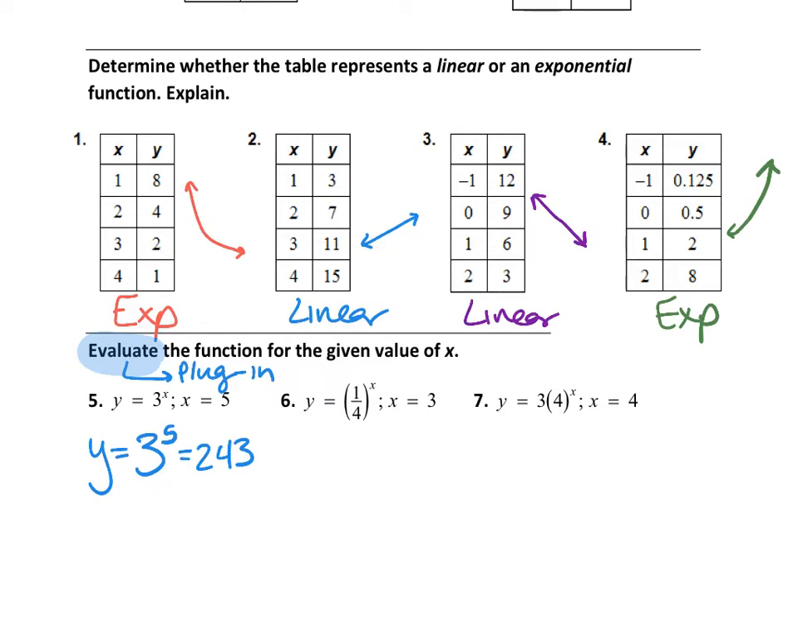So let's say you go home and you need to calculate or evaluate some of these functions, but you don't have a graphing calculator with you. Oh, wait, you do, because you have Desmos. Let me show you how to do this on Desmos. So let's try number 6. We have y equals 1/4 to the x power. What number am I plugging in there? 3. So I'm going to do 1/4 raised to the 3rd power. Are the parentheses important? Yes.